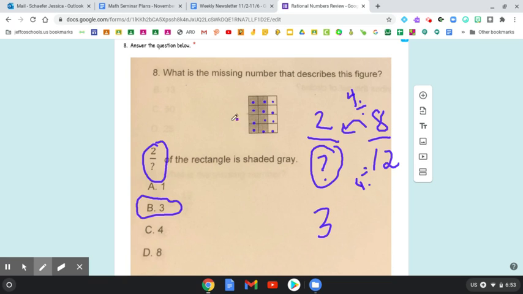You can also look at it this way within your diagram. You have 2 columns out of 3 shaded in, right? 2 out of 3 pieces shaded in if you look at the entire column as opposed to just individual pieces.